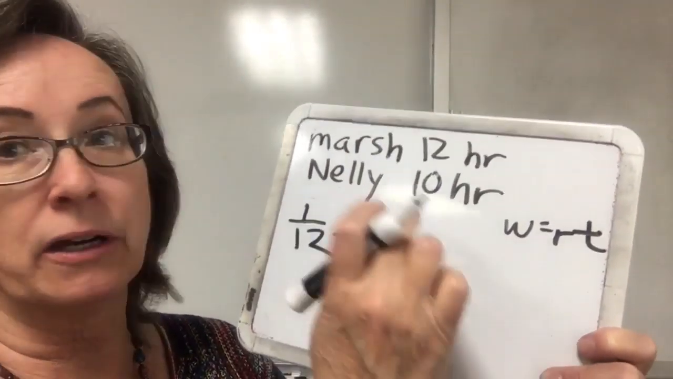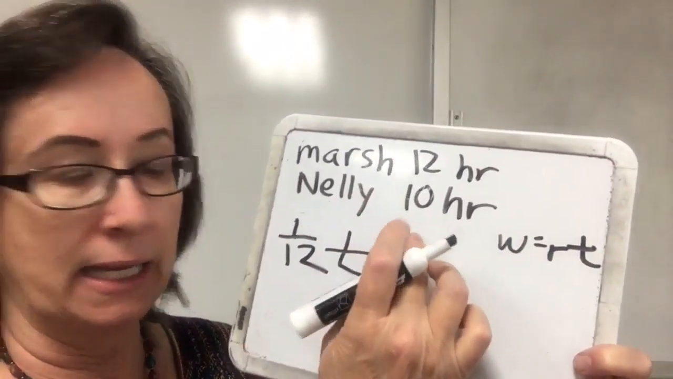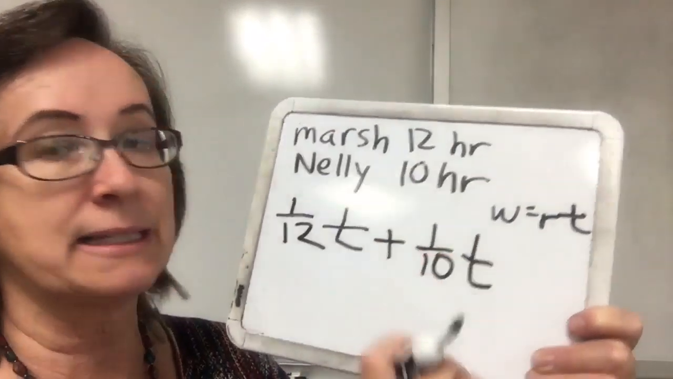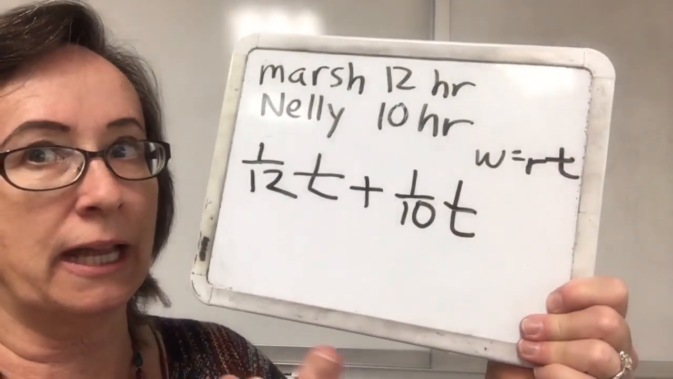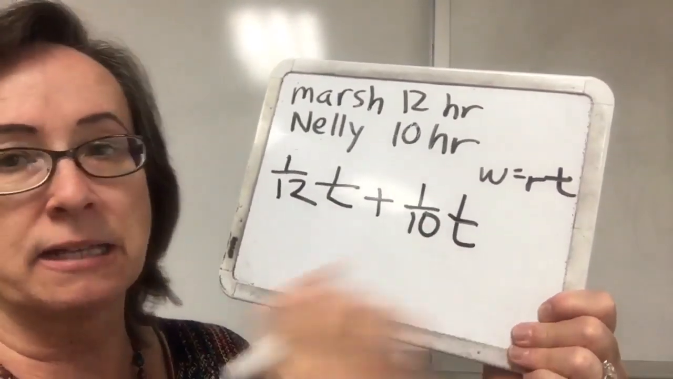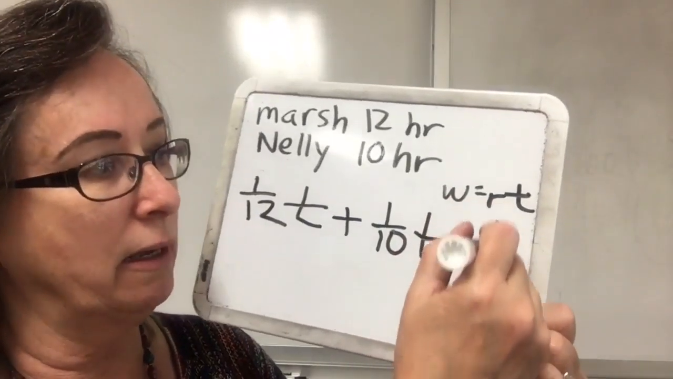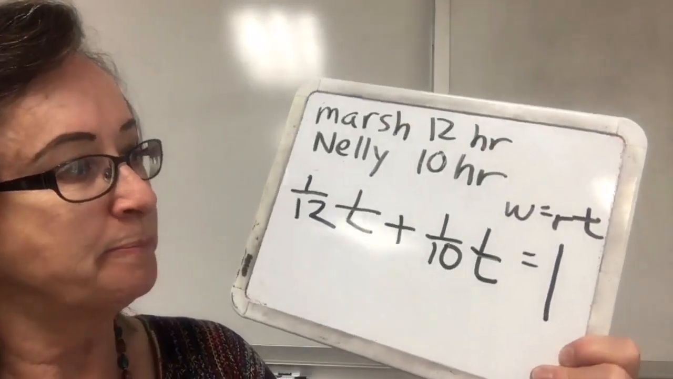So rate times time is the amount of work that Marshall does. And then his brother gets 1/10 of the job done in an hour. So his rate is 1/10 times, he's working the same amount of time. We're trying to find out what that is. So they're going to start together, they're going to finish together. That time is T. And together they're trying to do just one floor refinished, one whole job.